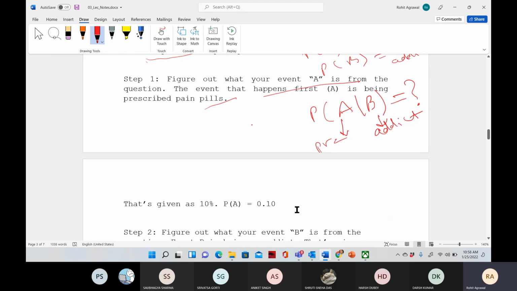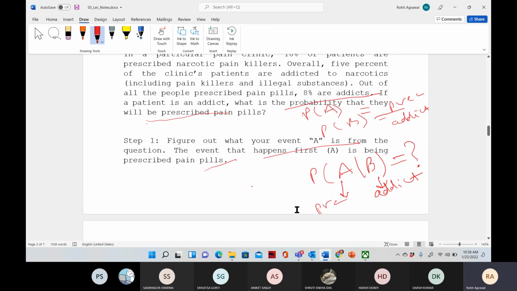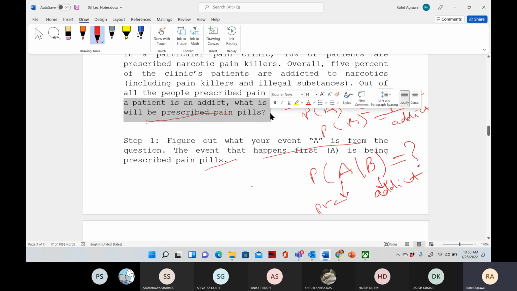ठीक है. So from the question, first we need to find the P of A, then we need to find the P of B. ठीक है. If a patient is an addict, that means it is given he or she is an addict. So it is P of B, and what is the probability that they will be prescribed painkiller? That is P of A.